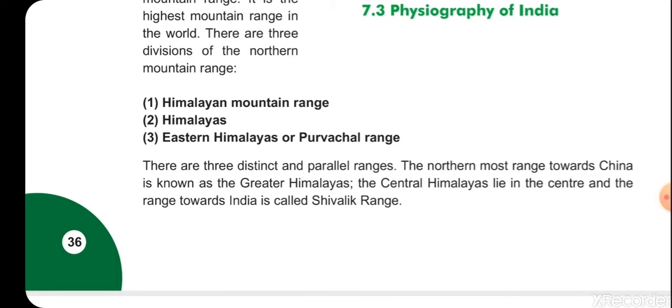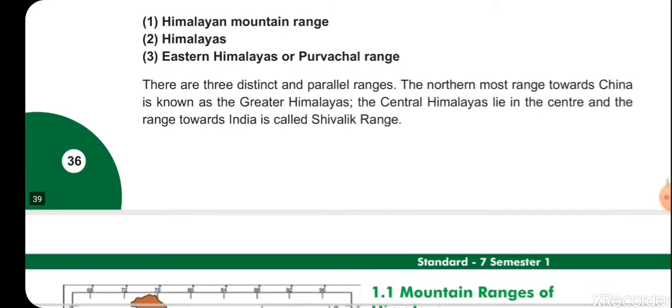Himalayan mountain range, Himalayas and Eastern Himalayas or Purvanchal. There are three distinct and parallel ranges. The northernmost range towards China is known as the Greater Himalayas. The Central Himalayas lies in the center, and the range towards India is called the Shivalik range. So in the center lies the Central Himalayas, and the range towards India is called the Shivalik range.